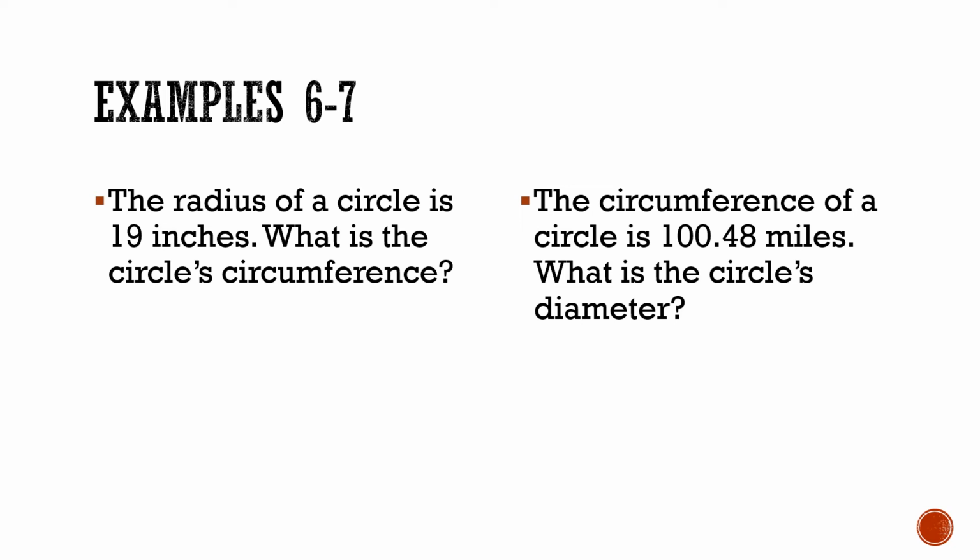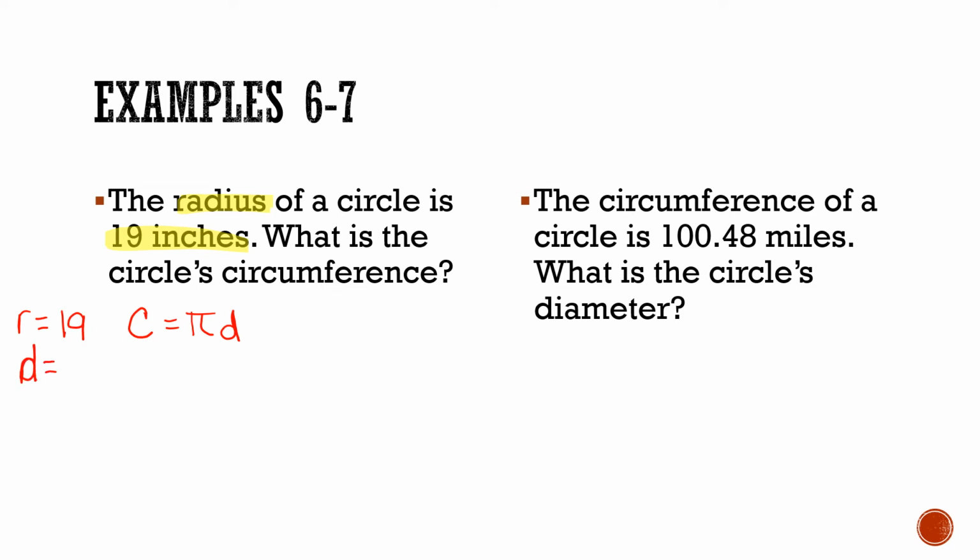Okay, in number 6, it says the radius of a circle is 19 inches. What is the circle's circumference? Again, this is one of those like I'm talking about where I still use pi d, even though the question is telling me the radius. If you're more comfortable using C equals 2 pi r when you're given the radius, that's perfectly fine. But I'm noticing that the radius is 19.